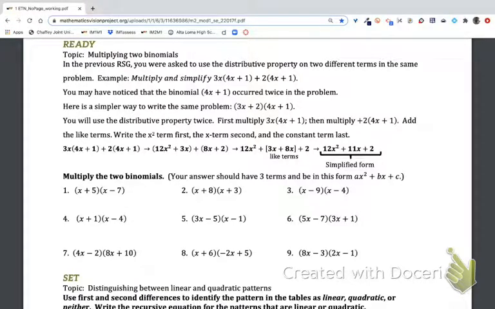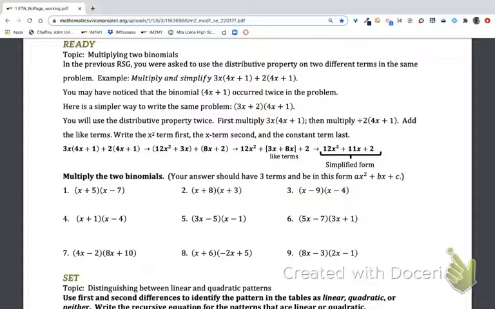For lesson 1.3's Ready, Set, Go, what we're trying to do in the ready portion is continue the work with multiplying binomials. A binomial is a set of two terms that are multiplying together. Okay, so I have x plus 5 times x minus 7 here. I have 3x minus 5 times x minus 1. It's two different terms being multiplied together.